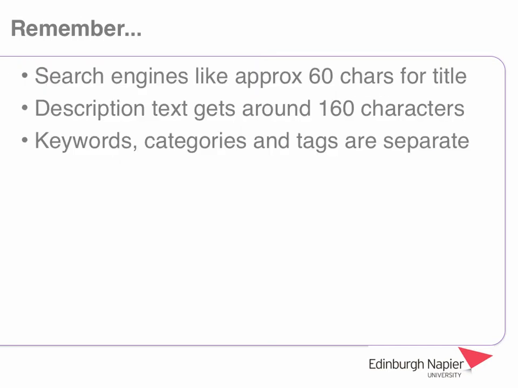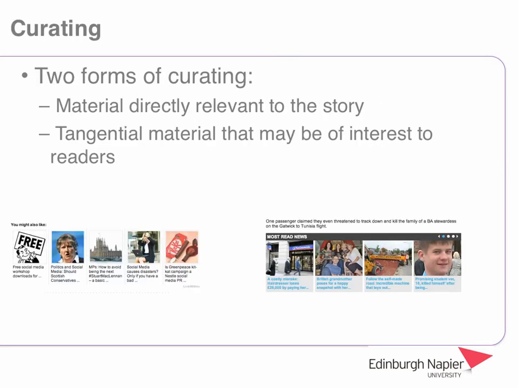As I've said, remember, search engines like approximately 60 characters for a title, and description text gets around 160 characters. As always, don't feel the need to go straight to the limit there. If you run over a little, you run over. This is just guides for best practice, and keywords, categories and tags are separate issues that we're going to come on to. But first, a quick word about curating.